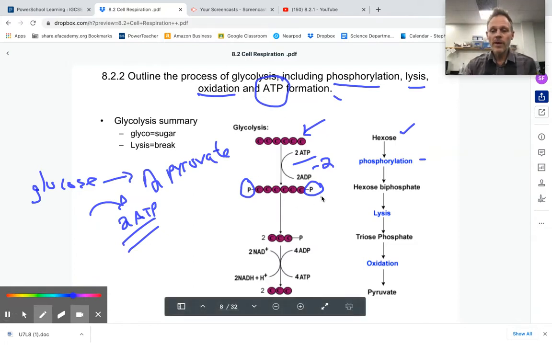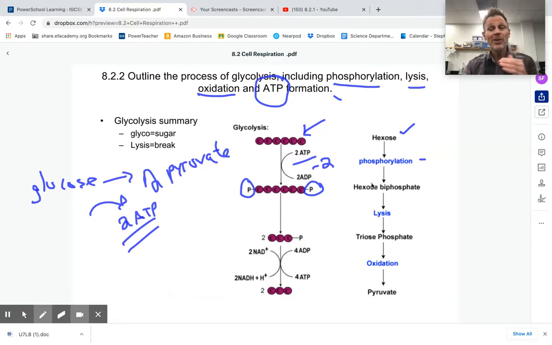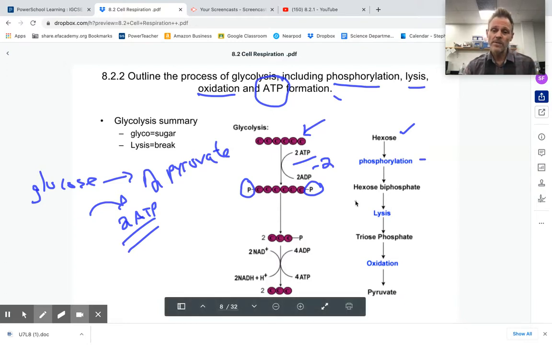So we've created this thing, hexose biphosphate. You don't need to memorize these. However, in the long response on paper 2, you do get points if you can remember the names of those. So step 1, check. Step 2, we're going to lyse it. Remember, lysis means break. And we're going to cut this thing into 2 molecules of a 3-sugar compound, triose, and there's a phosphate on each one of them. So it's a triose phosphate. Not terrible to remember.